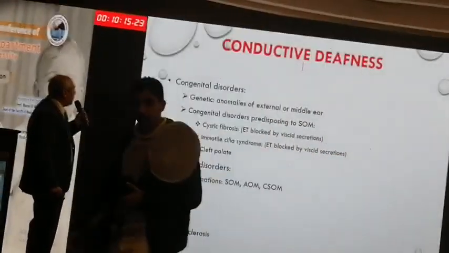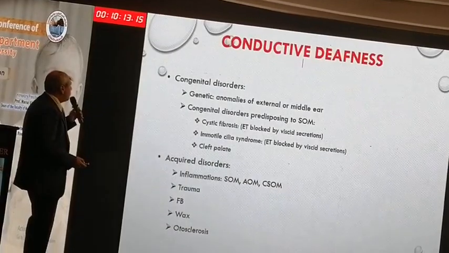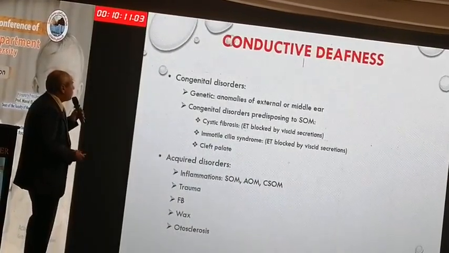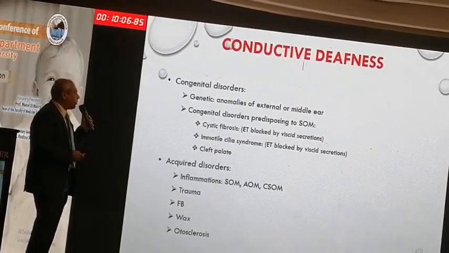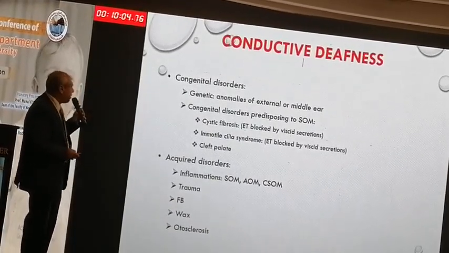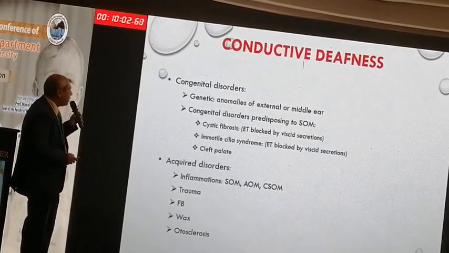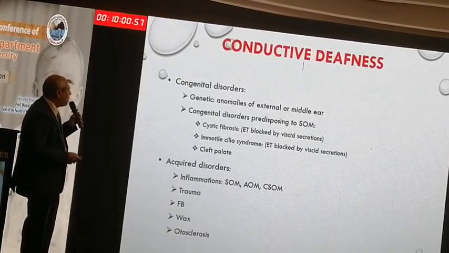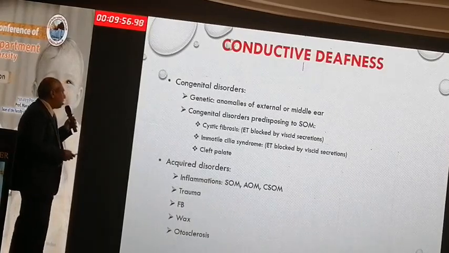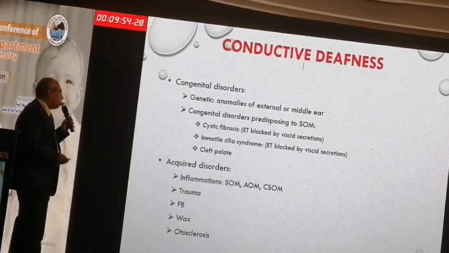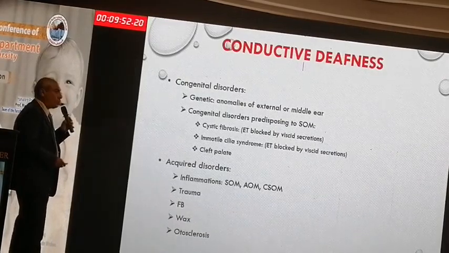Causes of conductive deafness: either congenital disorders, including genetic problems causing anomalies of the external or the middle ear, and congenital disorders predisposing to secretory otitis media, including cystic fibrosis and syndromes causing blockage of the eustachian tube, and cleft palate. Acquired disorders include inflammation such as acute and chronic otitis media, trauma, foreign body, wax, and otosclerosis.